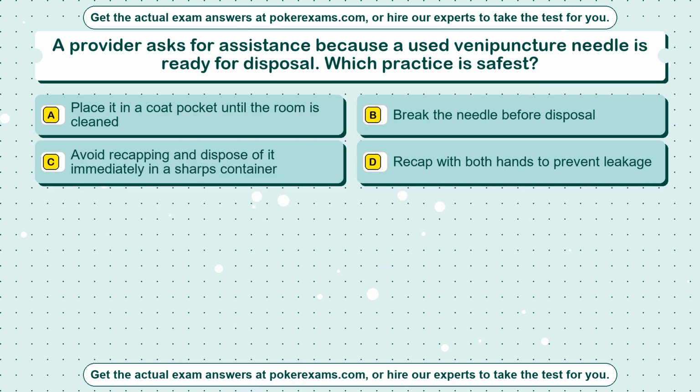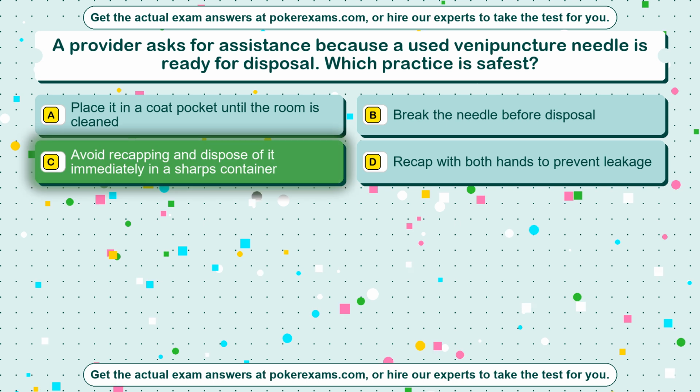Question 19. A provider asks for assistance because a used venipuncture needle is ready for disposal. Which practice is safest? Option A, place it in a coat pocket until the room is cleaned. Option B, break the needle before disposal. Option C, avoid recapping and dispose of it immediately in a sharps container. Option D, recap with both hands to prevent leakage. The correct answer is option C, avoid recapping and dispose of it immediately in a sharps container.